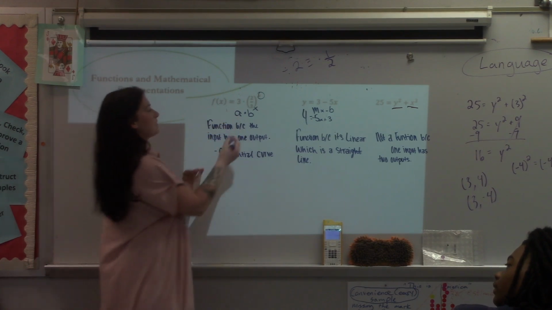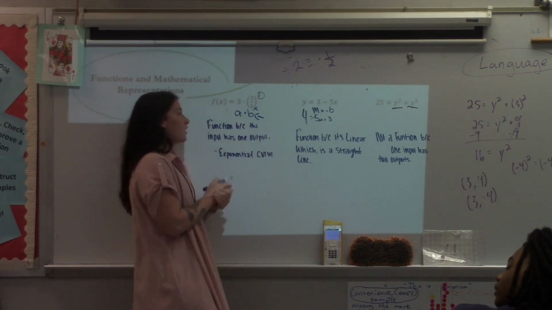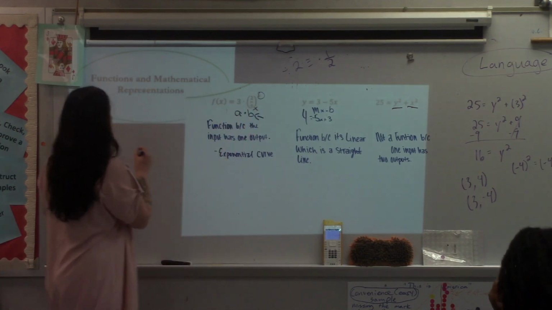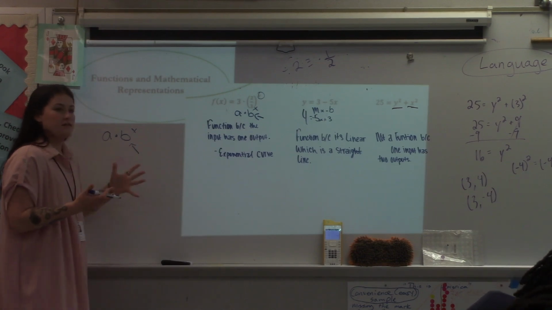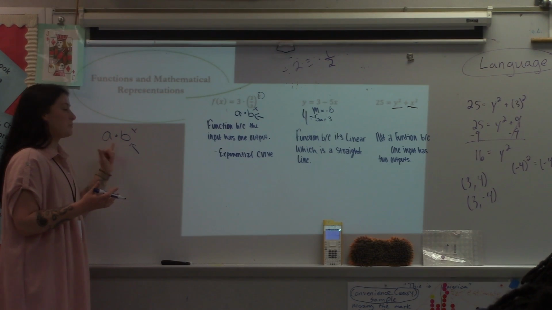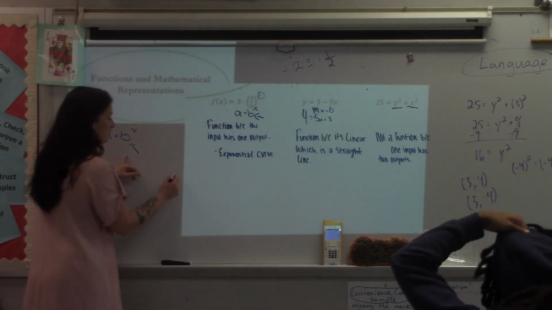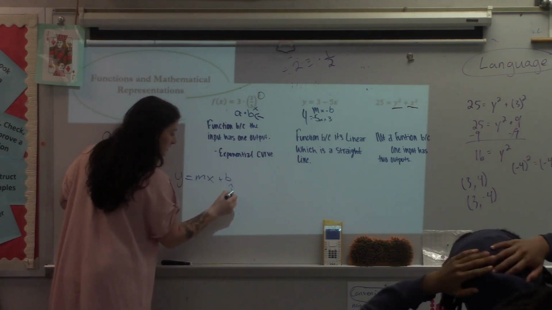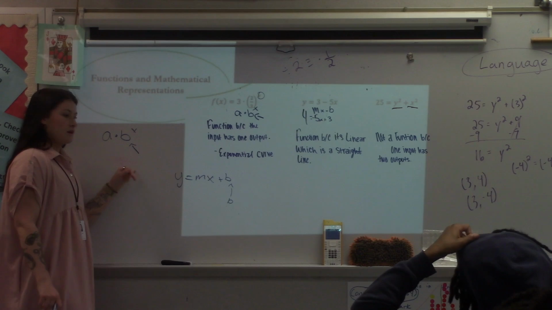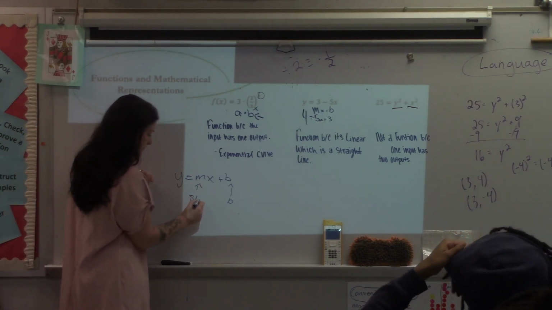So, what is our b here? In this specific example, it is 2 over 3. But what is the b representing? In y equals mx plus b, our b is our y-intercept. And what's our m? Slope. Slope, okay?